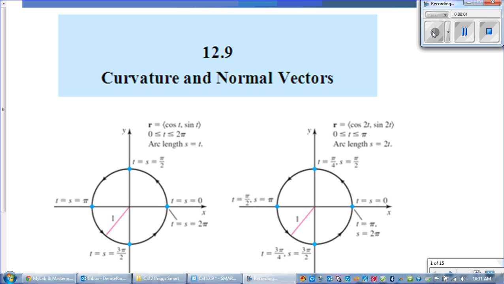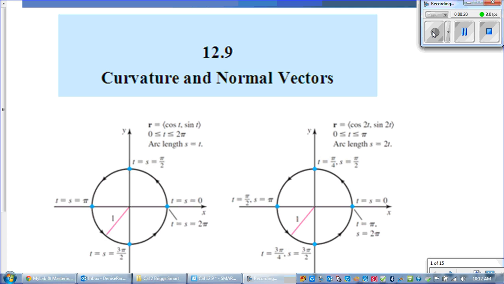Up until now, the parameter t was chosen to represent a curve either out of convenience or because it represented time. Now we want to introduce a natural parameter that's called the arc length of the curve. So let's see what it means for a curve to be parameterized by an arc length.